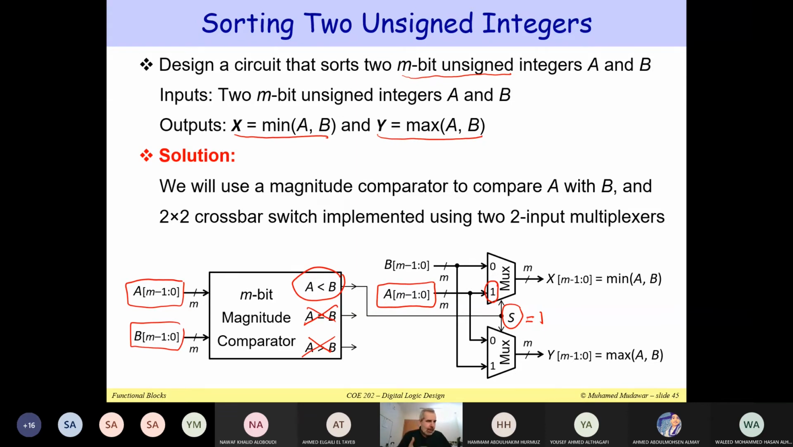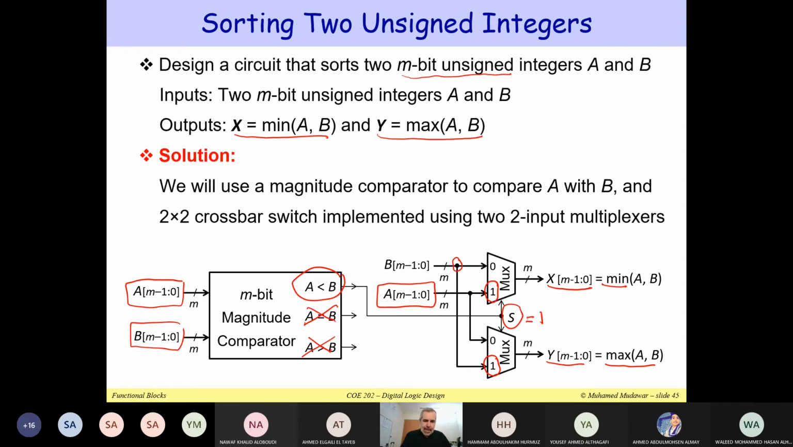So you have to label the inputs of the multiplexer so that you make it very clear that if S is equal to 1, you are going to select input A, and A becomes the minimum. Notice that here B will also be connected to input 1, because B now becomes the Y, the maximum. Now that's when S is equal to 1.